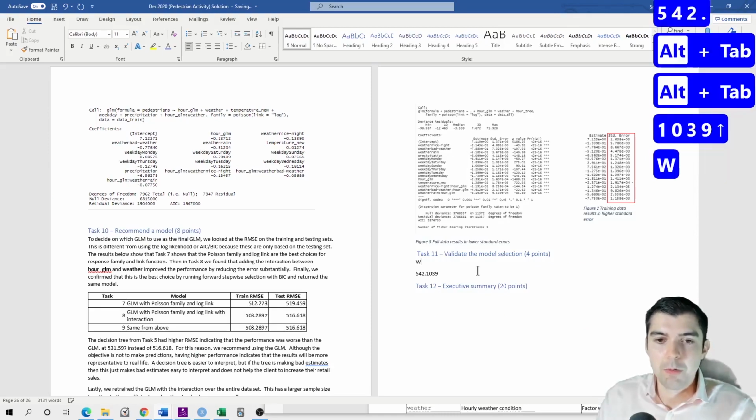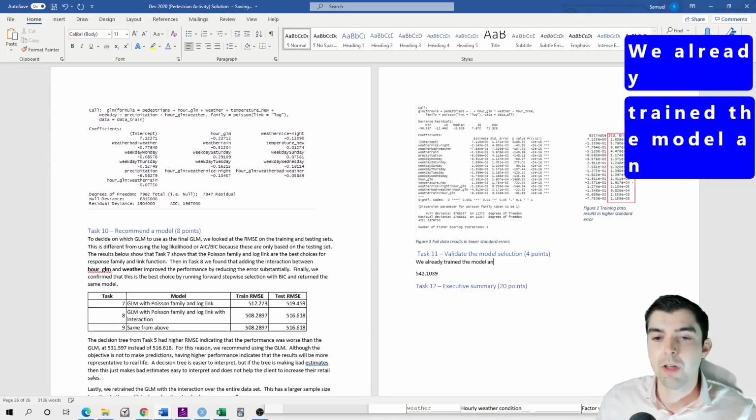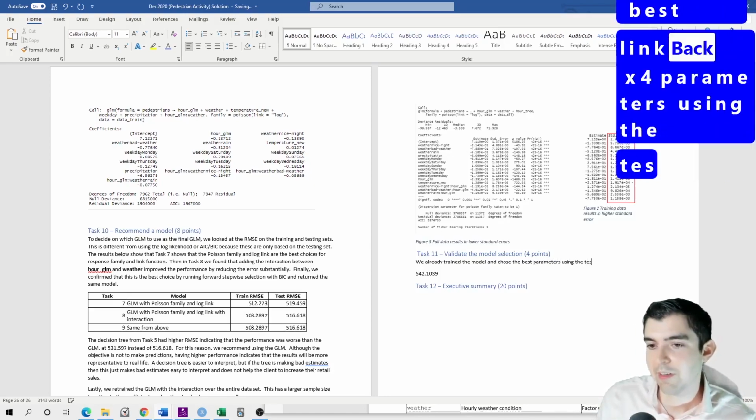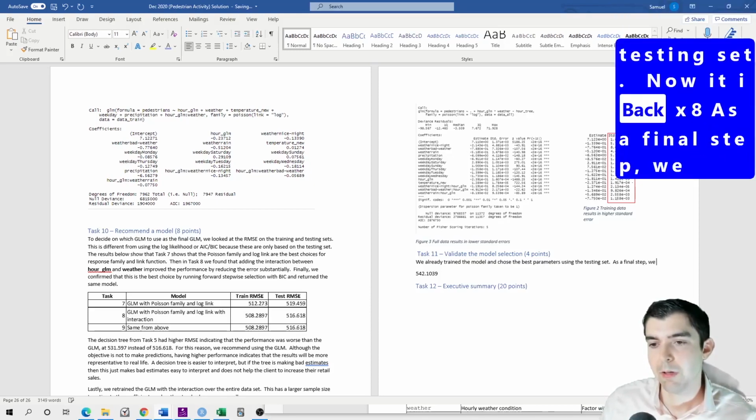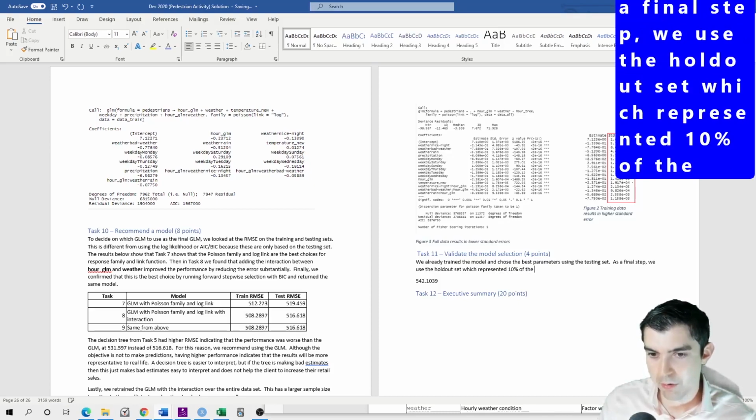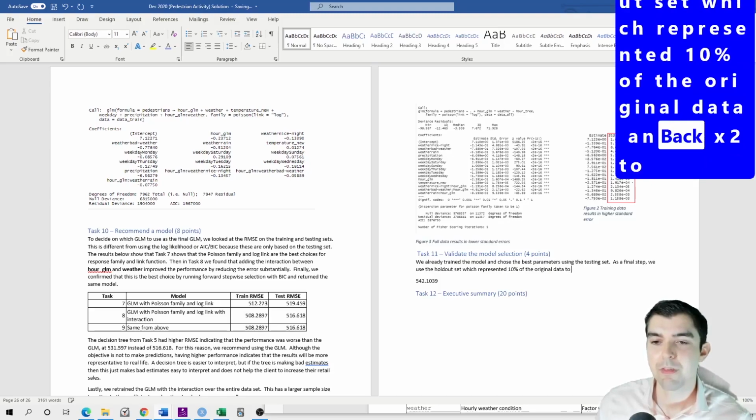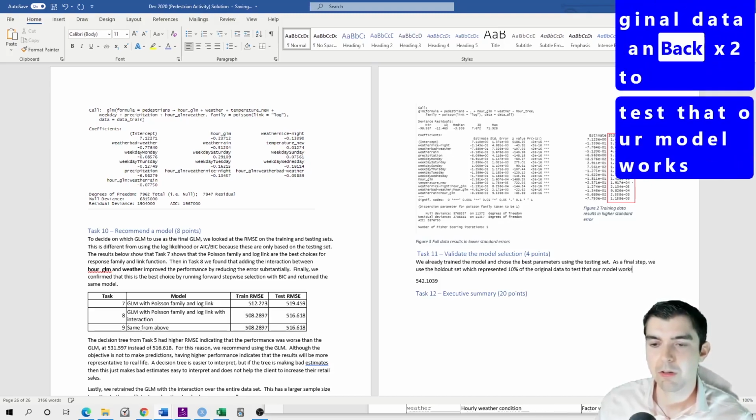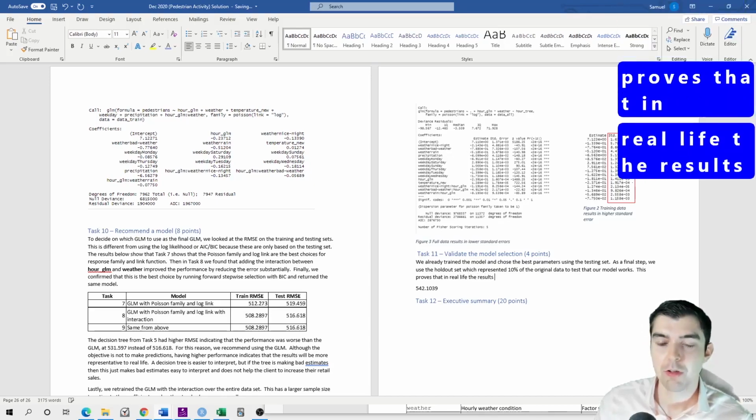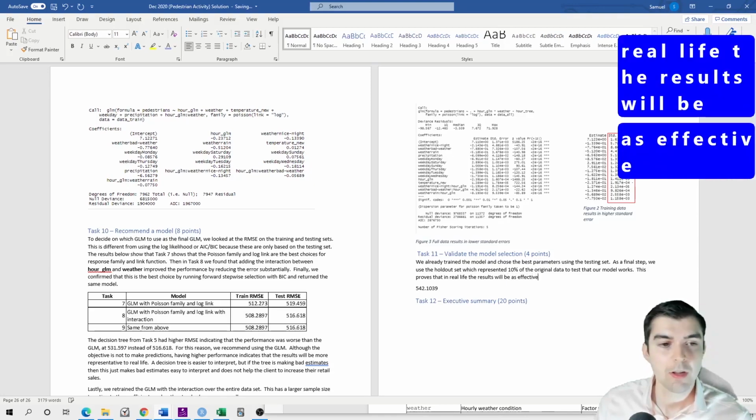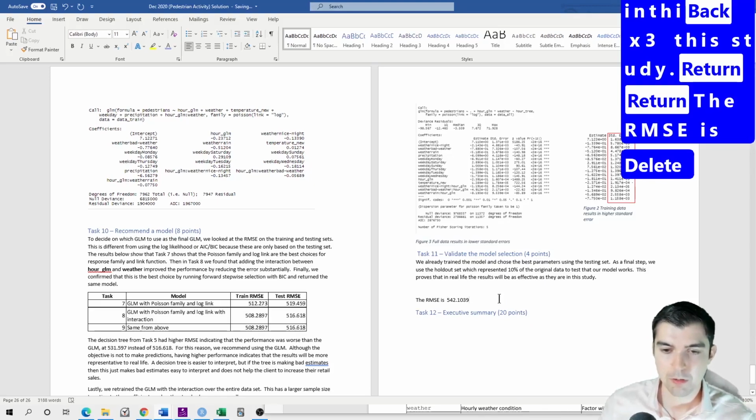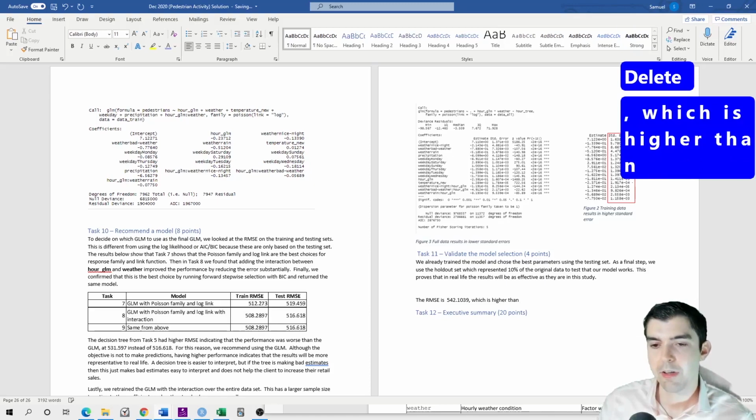542.1039. So we already trained the model and chose the best link parameters using the testing set. Now as a final step, we use the holdout set, which represented 10% of the original data, to test that our model works. This proves that in real life the results will be as effective as they are in this study. The RMSE is 542, 10^9, which is slightly higher than in the testing set.